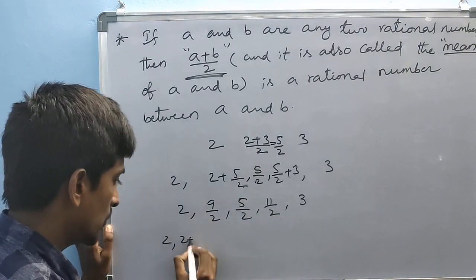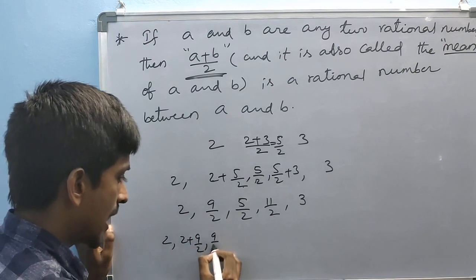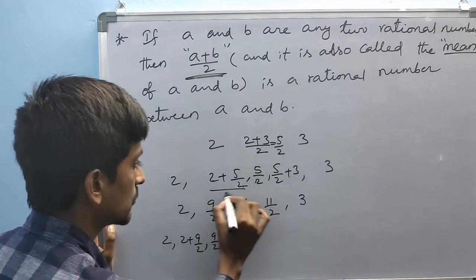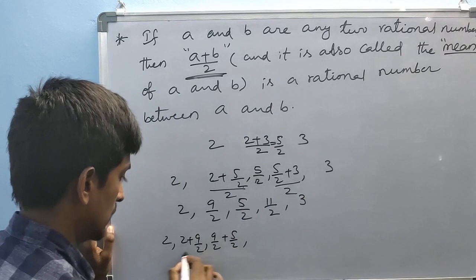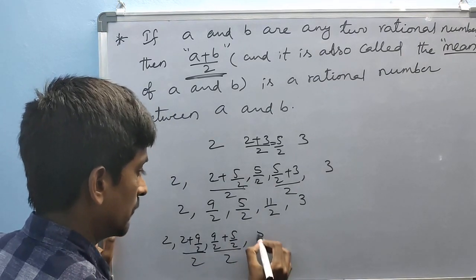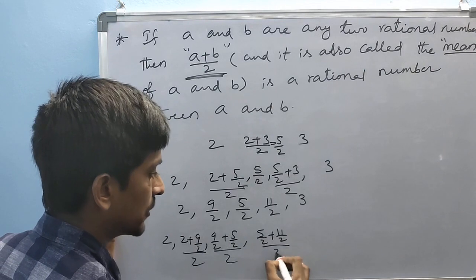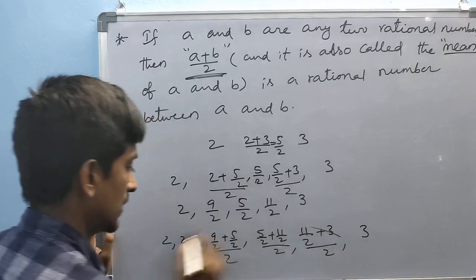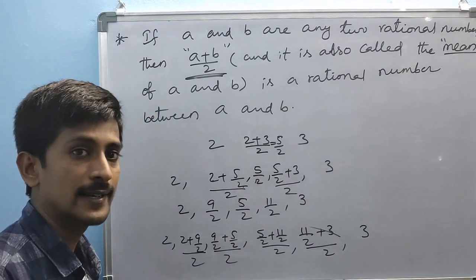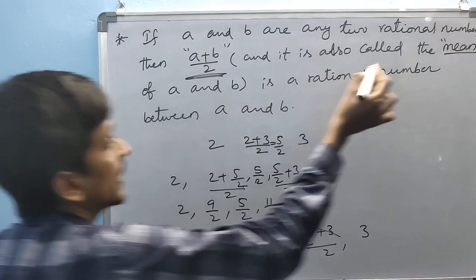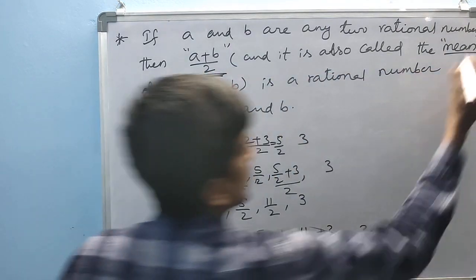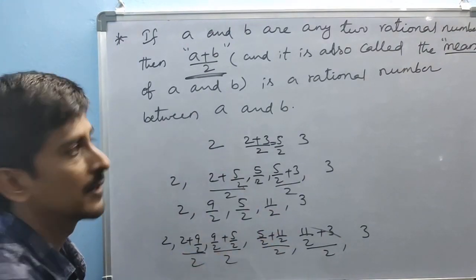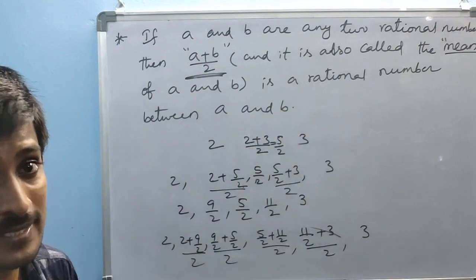Continuing, take the means of each adjacent pair: 2 and 9 by 4, 9 by 4 and 5 by 2, 5 by 2 and 11 by 4, 11 by 4 and 3. These are the next four numbers, and so on like that continuously. This method is called the mean method. It is a very lengthy process. Before that, I explained a very simple method.